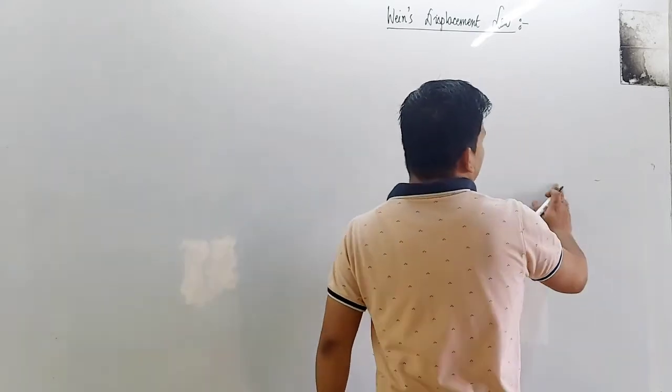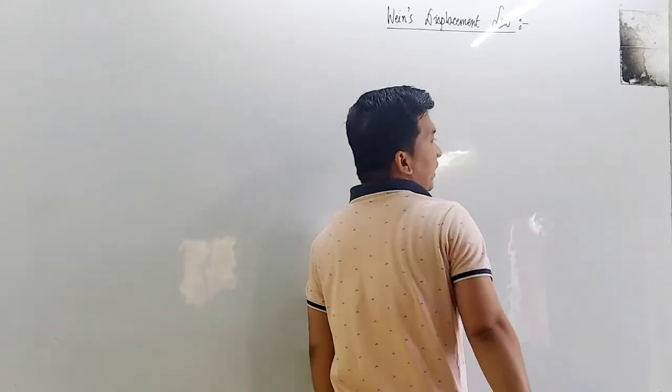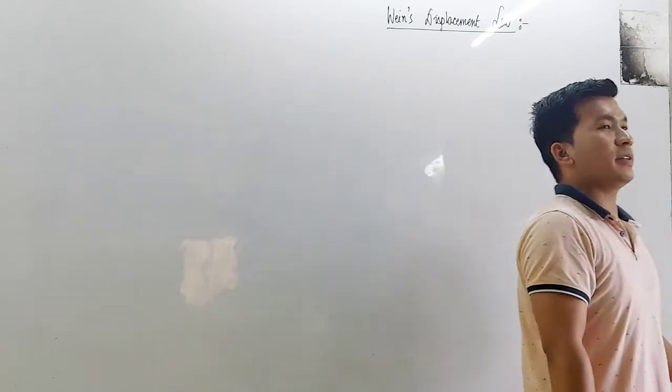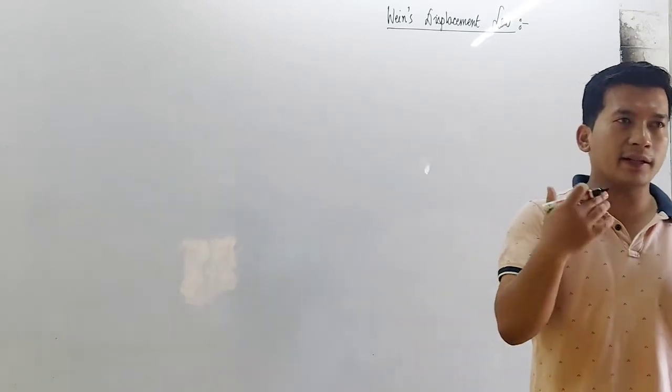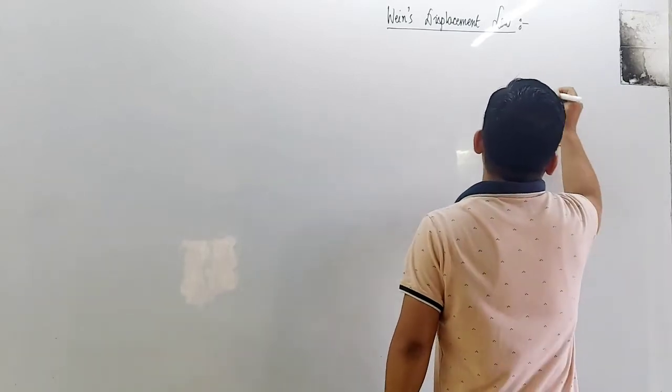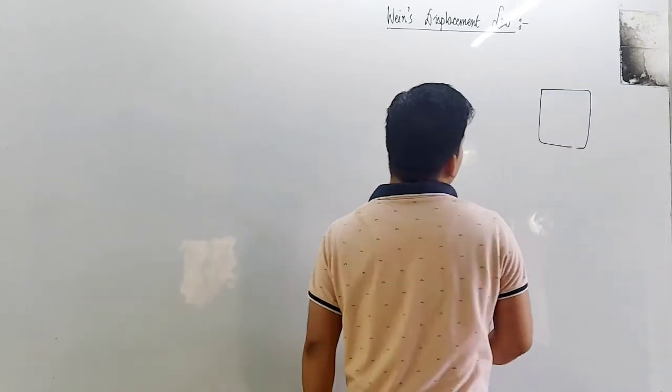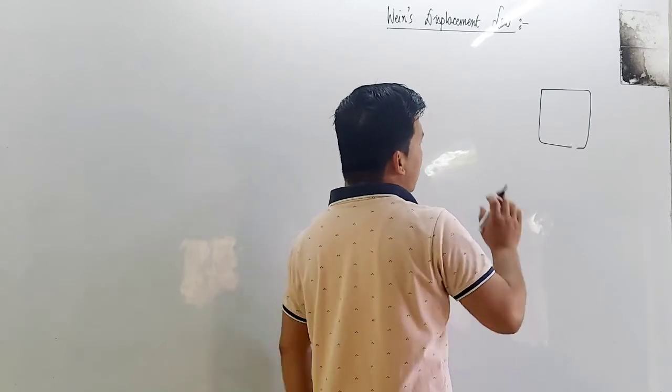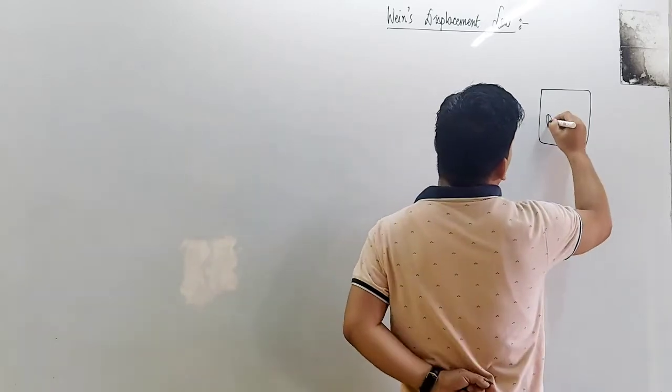See the Wien's displacement law here. We know that a black body will be any object that can absorb or emit radiation. Here this is a black body, and let us consider this black body.